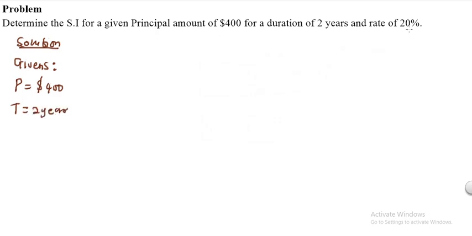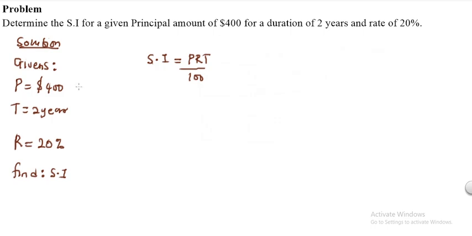And then I'm told that for a rate of 20%. So the rate here is equal to 20%. I'm told to find my simple interest. So what I'm looking for here is my simple interest. Remember, if my rate is given in percentage, I'll write it as SI is equal to PRT over 100.